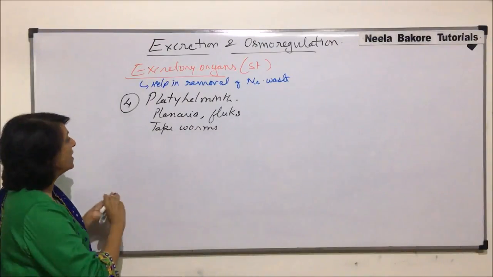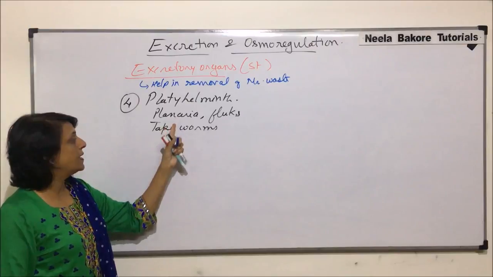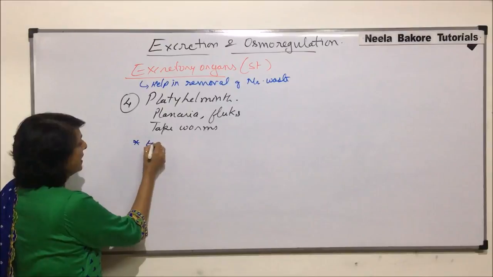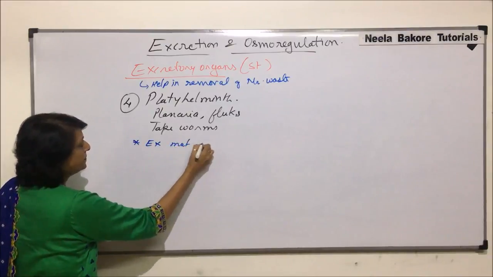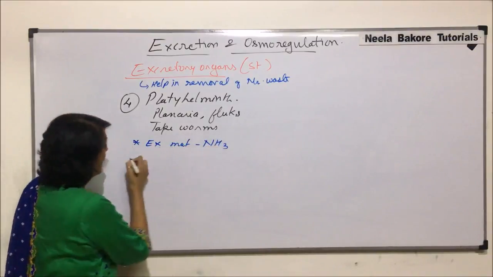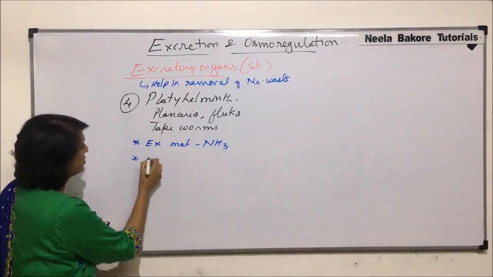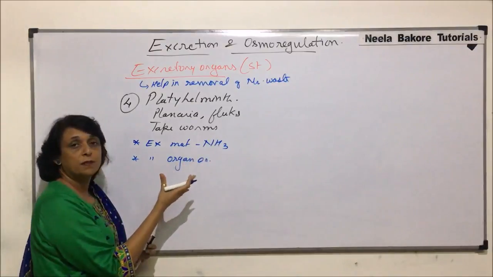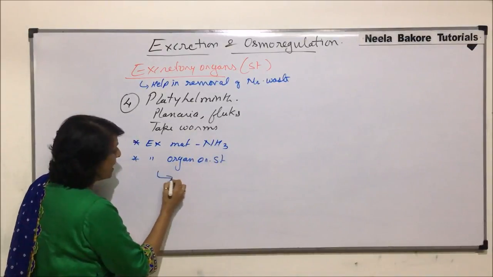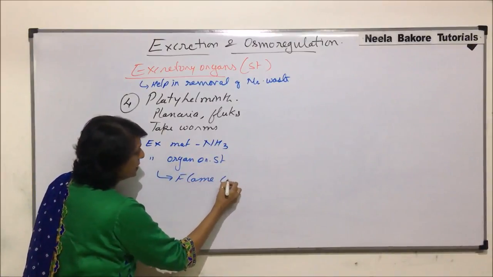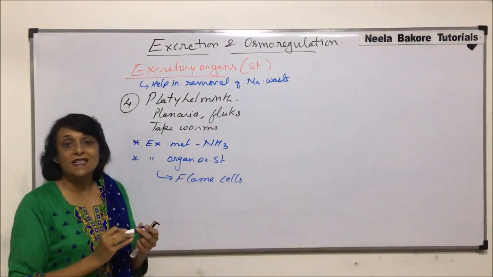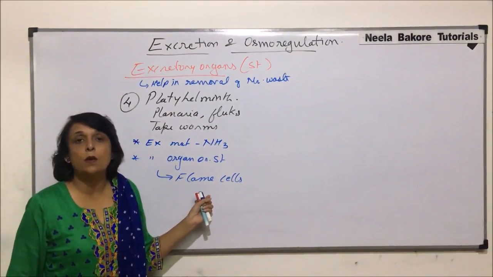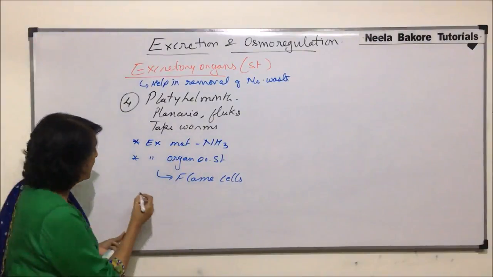They can be free living like planaria, or they could be endoparasites like fluke or tapeworm. So the excretory material is ammonia, and the excretory organ or structure, because here it's a simple cell, is the flame cell. Now the reason why they are called flame cells, once we understand the structure, it would be clear to us. These excretory organs are also known as protonephridia.